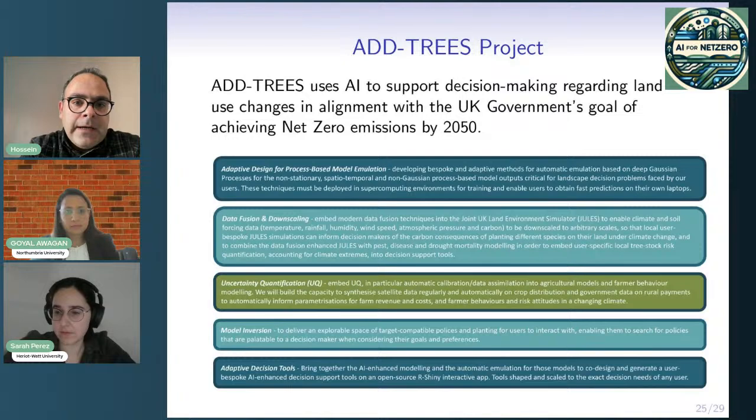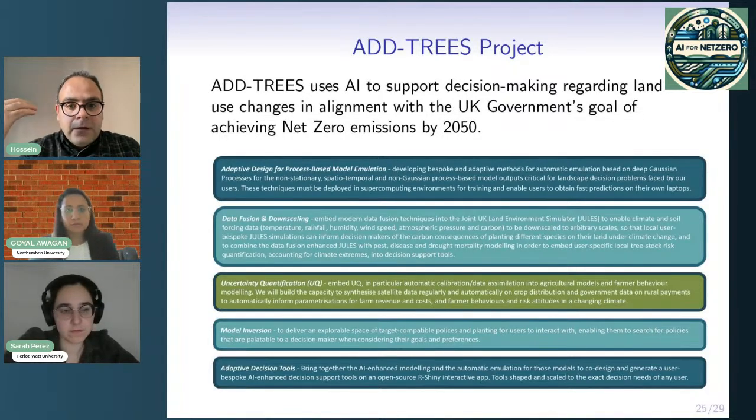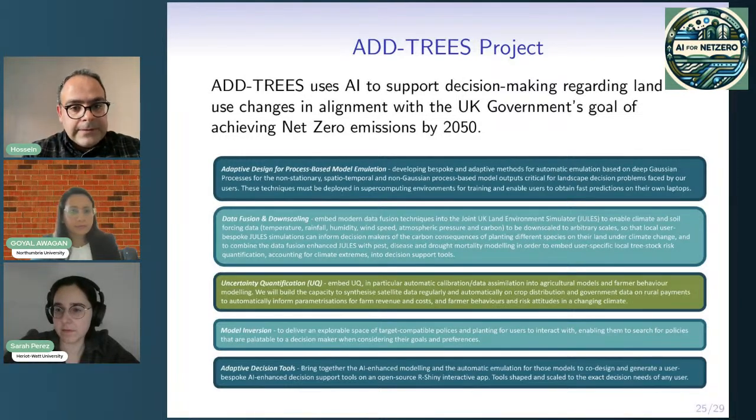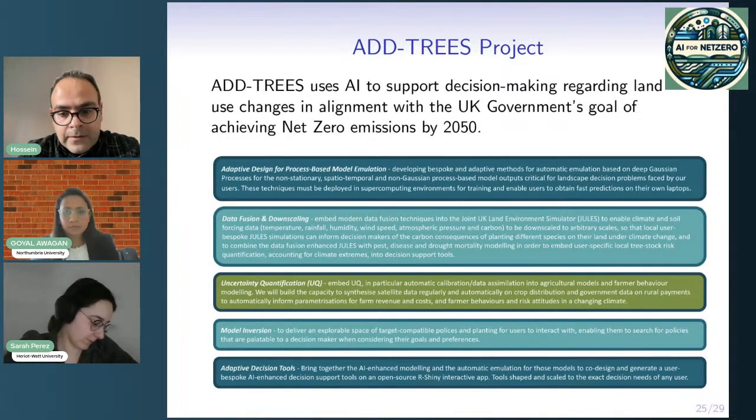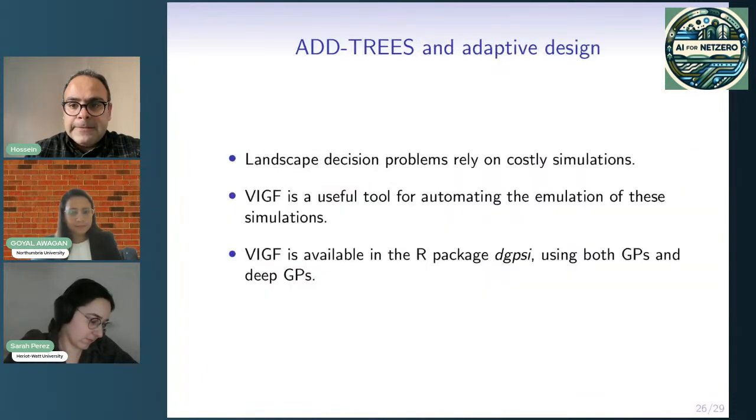In a nutshell, At3's aims to use AI tools to support decision making regarding land use changes. This is in alignment with the UK government's goal to achieve net zero emissions by 2050. At3's has several themes such as adaptive design, data fusion, uncertainty quantification, model inversion, and different groups are working on these themes. Again, if you are interested, please have a look at the website of At3's.